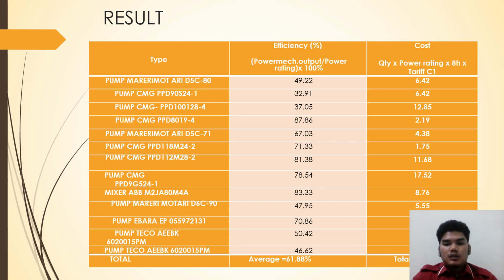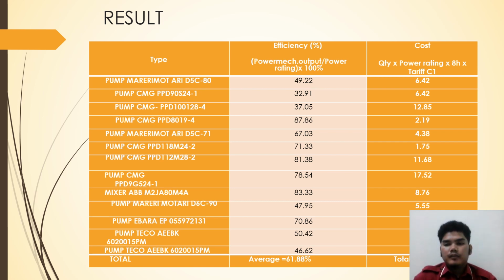So the average efficiency of the electric motors is 161.88%, and the total cost of the pumps is 124 ringgit and 68 cents.